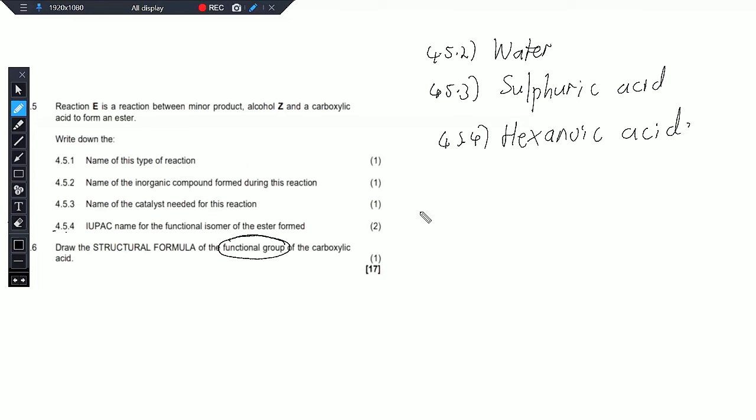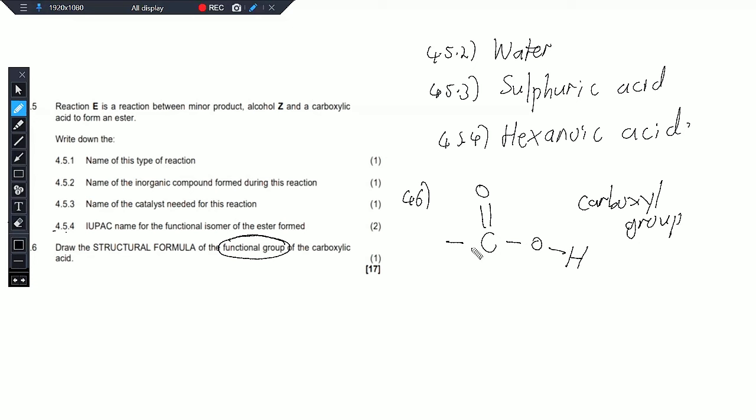So the functional group of a carboxylic acid, we know it to be this, right? So that's the functional group. So you just draw that skeleton there, and then you are done. That is the functional group of carboxylic acid. And then they did not ask for the name, but we know it as the carboxyl group, right? So that's the functional group.